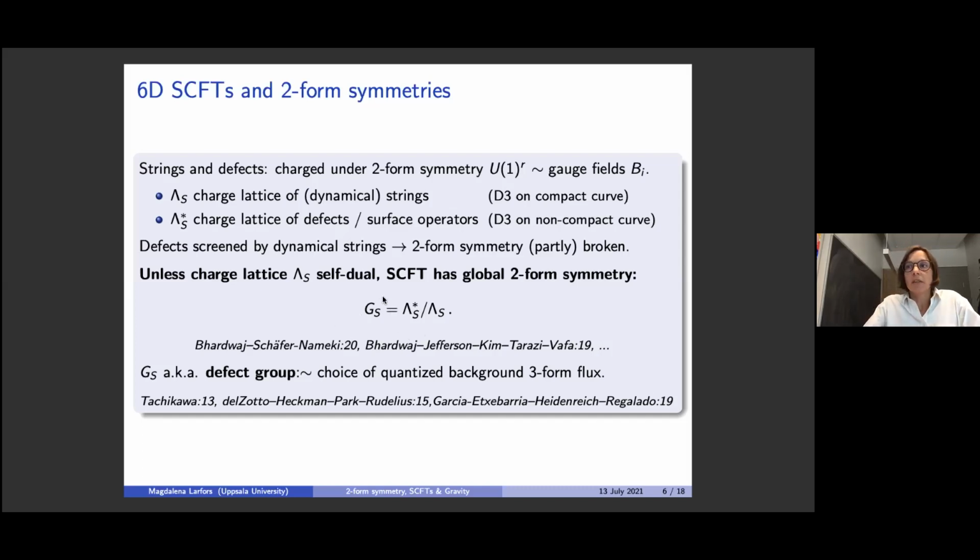I should also mention that this group is also known as the defect group because it's associated to the defects in the six-dimensional theory. This relates to a curious property of the six-dimensional SCFTs, which is that they are relative theories. So you have to specify a background three-form flux before you have completely specified your theory. The two-form symmetry is something that you need to specify to completely know what theory you have.